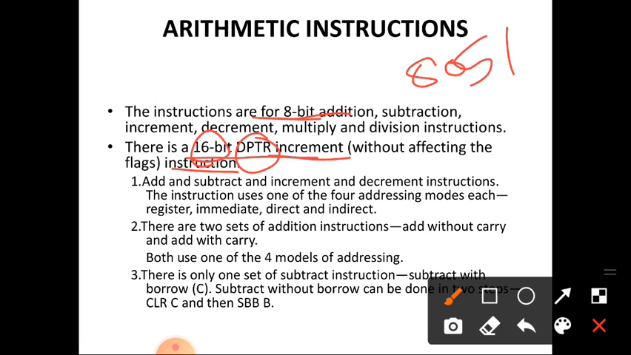Then the different types of arithmetic instruction. We know addition, subtraction, increment and decrement instructions. These use different addressing modes such as register, immediate, direct and indirect. So these are the different addressing modes for add, subtract, increment and decrement.